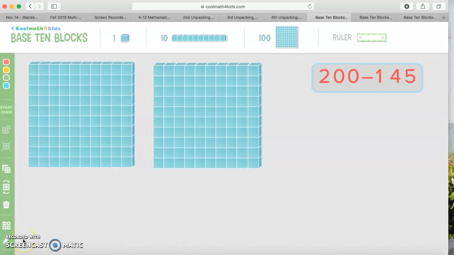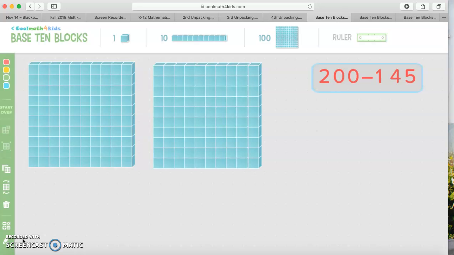There are many different ways elementary students use to solve math problems depending on their grade level. Today I will show you some of those strategies for solving the subtraction problem 200 minus 145. I will start with second grade and move to third grade.